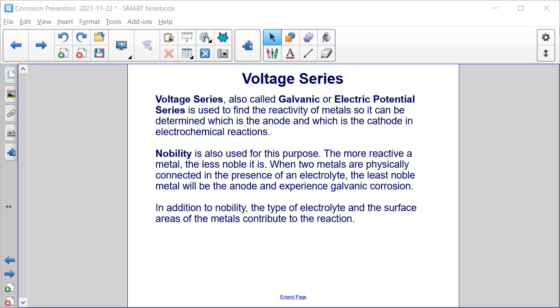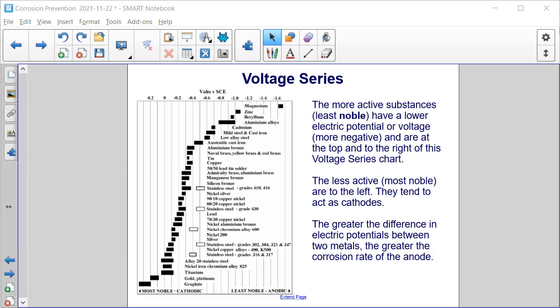In addition to nobility, the type of electrolyte and the surface areas of the metals contribute to the reaction. The more active substances, or the least noble, which you can see on the graph are towards the right, have a lower electric potential or voltage, or more negative. See the voltage across the top becoming more and more negative. They're at the right and top of this voltage series chart.